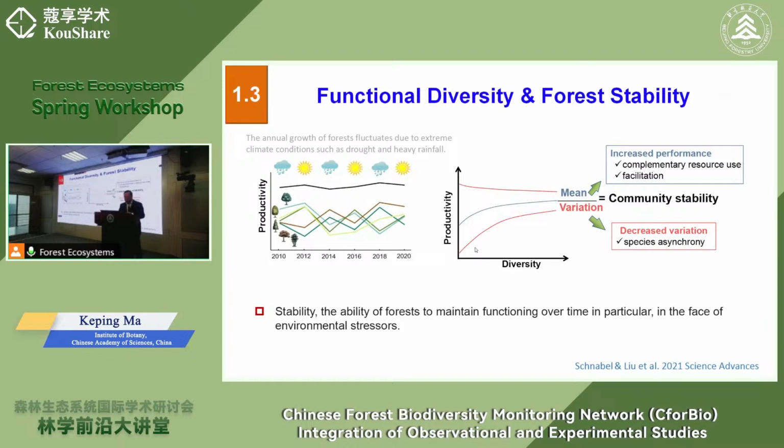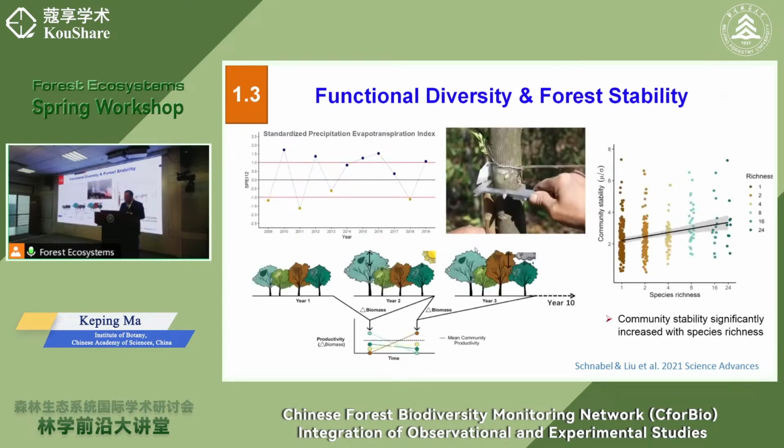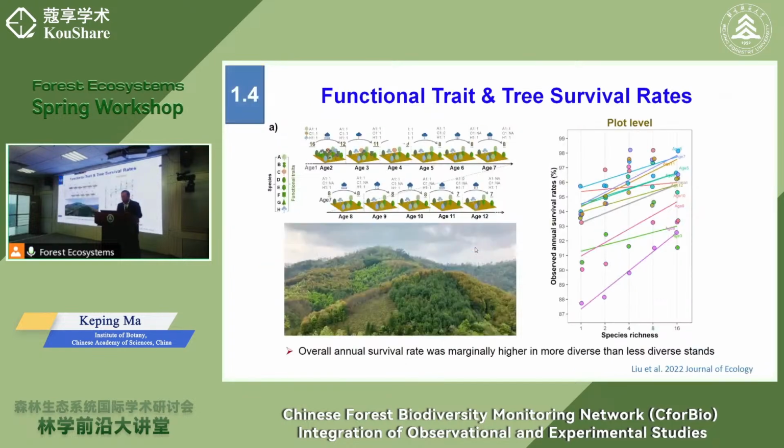Stability is the ability of a forest to maintain functioning over time, in particular in the face of environmental stressors. The main mechanism is that different species in the community might respond to environmental change differently. In total, if you consider the different species of a community together at the community level, it might be stable rather than showing a lot of variation for a particular species. And these slides show that community stability significantly increases with species richness.